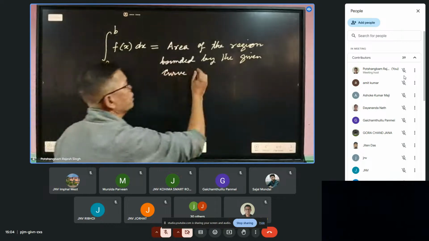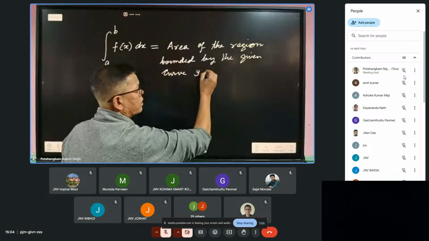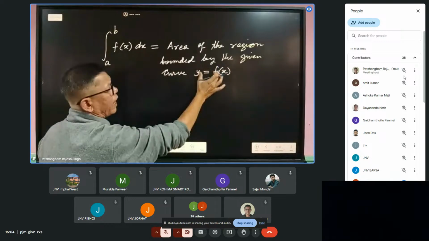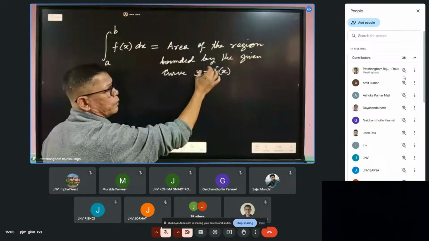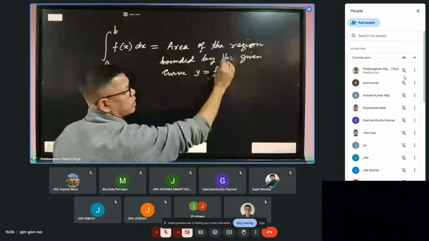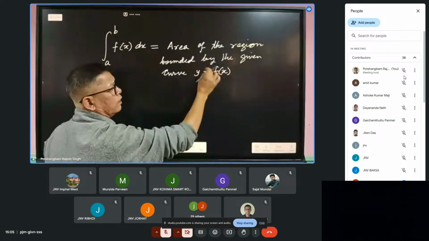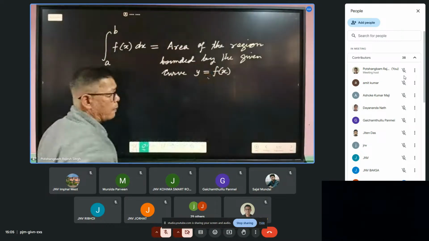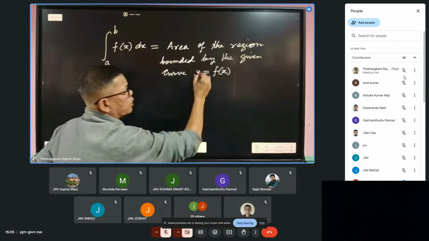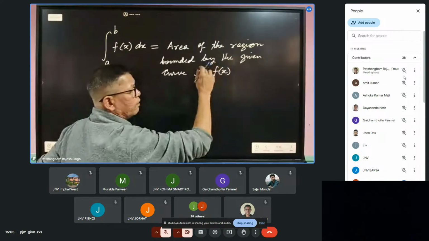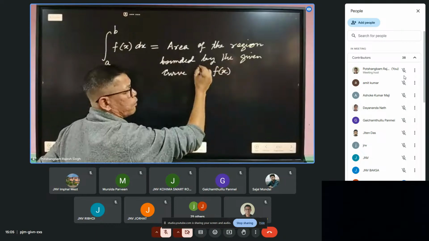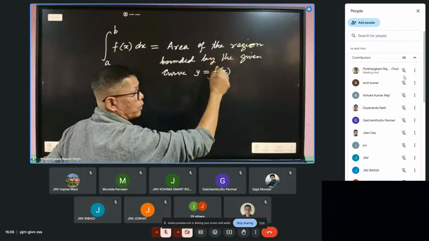And each equation I'm mentioning as y equal to f(x). If it is a line, you know that the equation should be in the form of ax plus by plus c equal to 0. If it is a circle, x squared plus y squared equal to r squared. If an ellipse, the equation should be in the form of x squared by a squared plus y squared by b squared equal to 1.